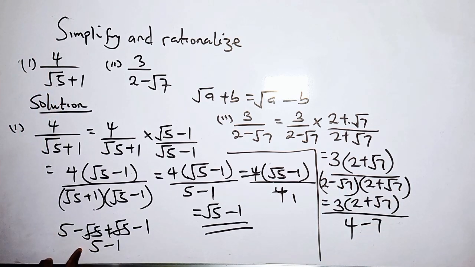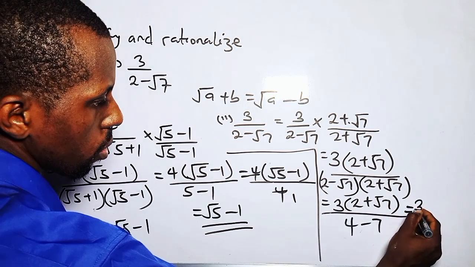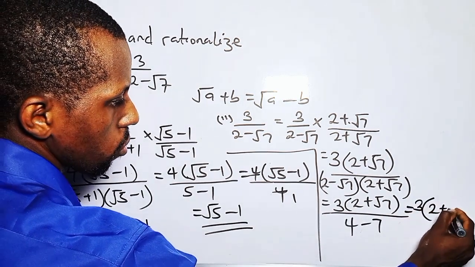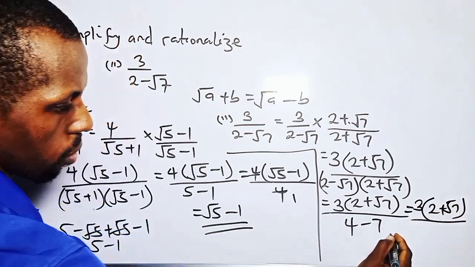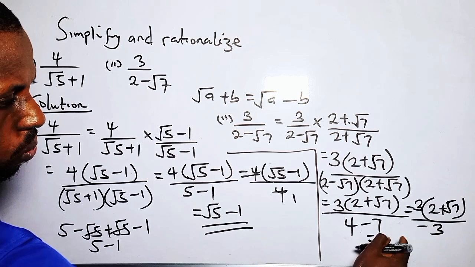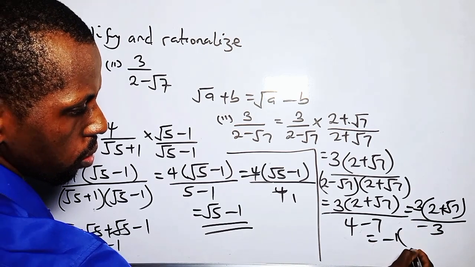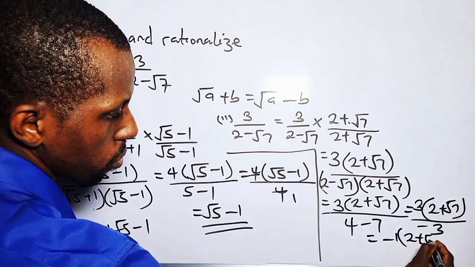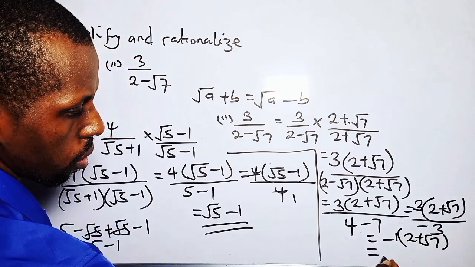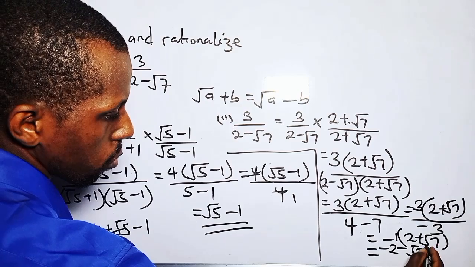The way we expand this, here we have 3 times 2 plus root 7, divided by 4 minus 7, which is minus 3. When we simplify this, we have minus 1 times 2 plus root 7. So our final answer is minus 2 minus root 7.